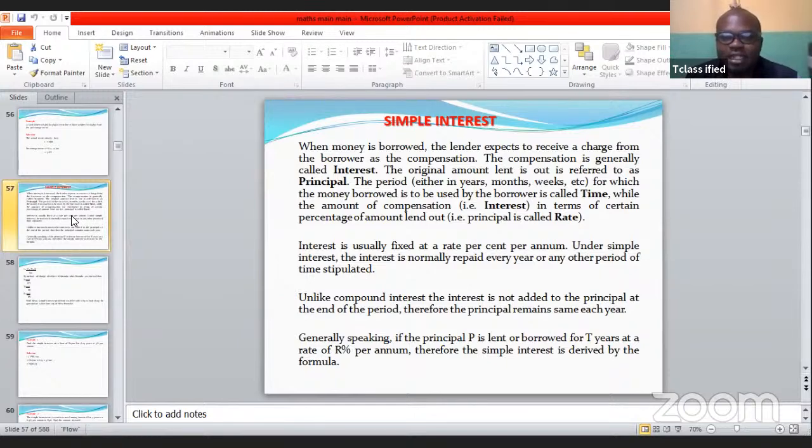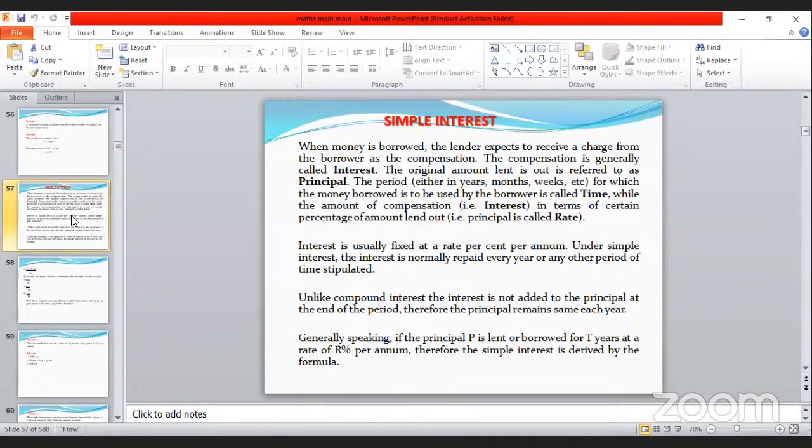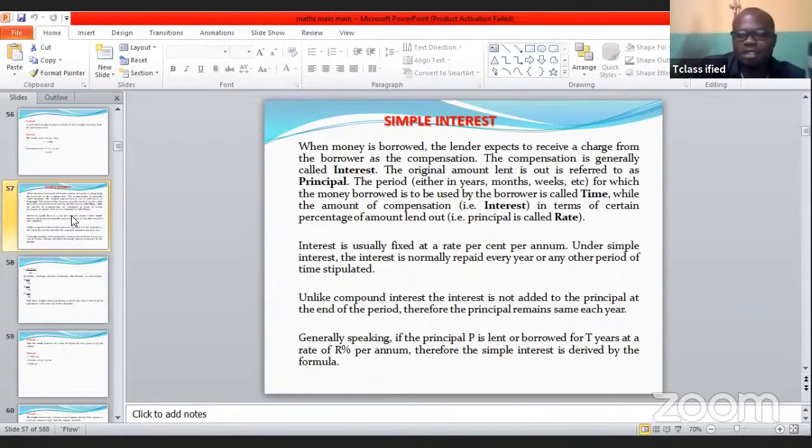borrowed or lent, the lender expects to receive a charge from the borrower in compensation. So that charge that the lender collects from the borrower in compensation of the borrowed amount is what we call interest. So the compensation is generally called interest.